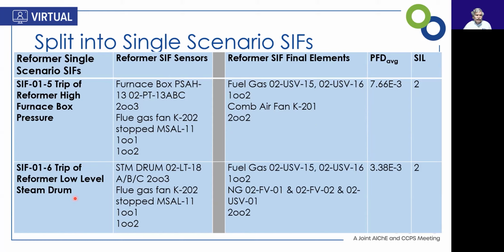And number 6 is low level in the steam drum. We're going to damage the boiler tubes. So we have the steam drum low level, voting 2 out of 3. And if the flue gas fan is stopped, that's also bad. So those two sensor groups, we need to get the heat out. So we trip the fuel gas going into the furnace, and we trip the natural gas going into the reformer catalyst. And those are familiar final element groups.